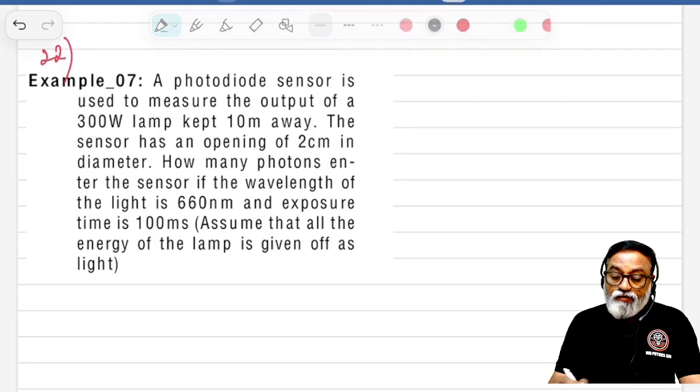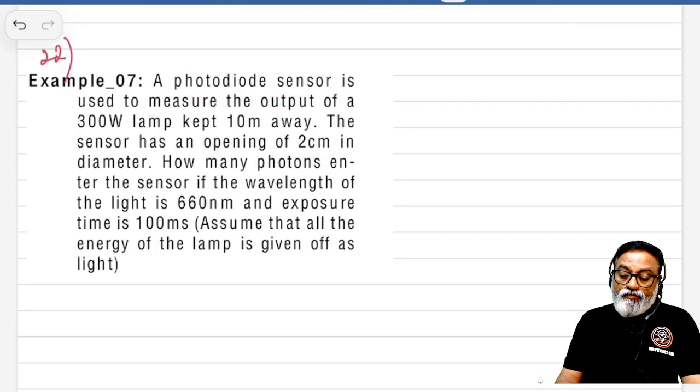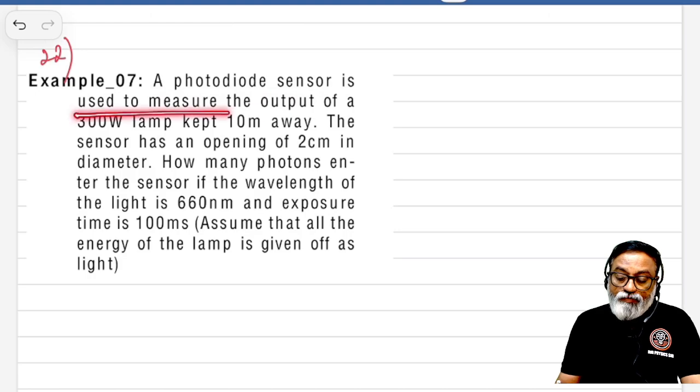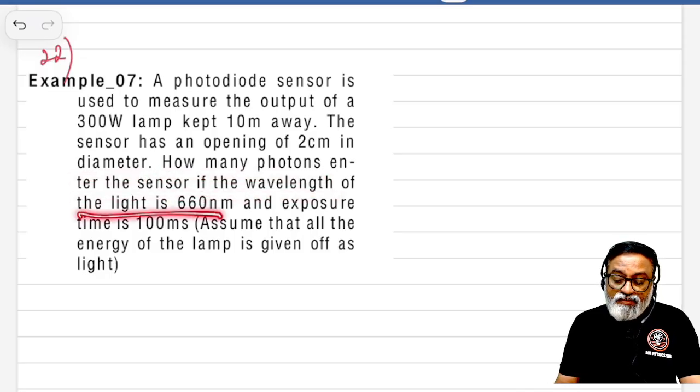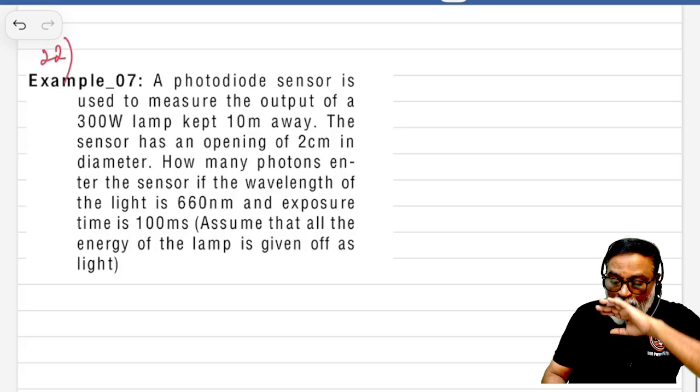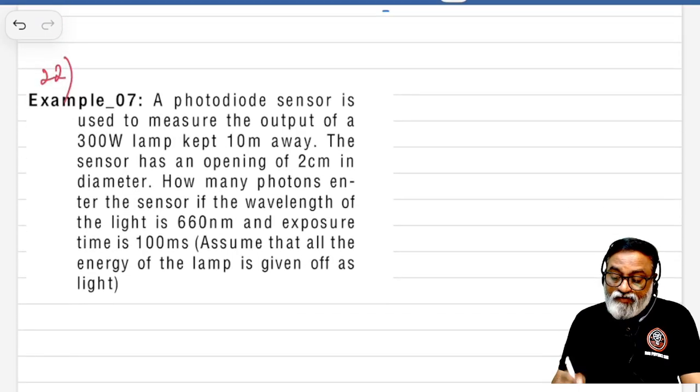Next one. A photodiode sensor is used to measure the output of a 300-watt lamp kept 10 meter away. The sensor has an opening of 2 centimeter in diameter. How many photons enter the sensor if the wavelength of light is 660 nanometer and exposure time is 100 millisecond?